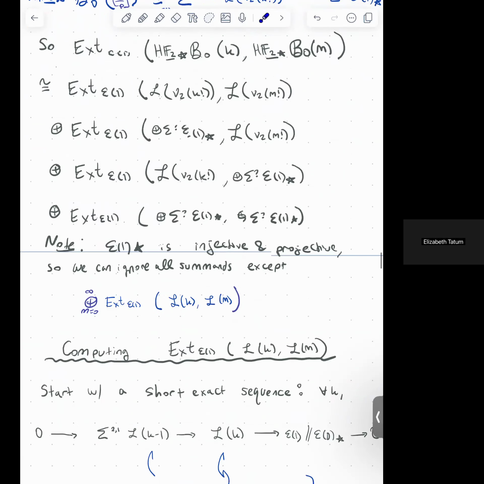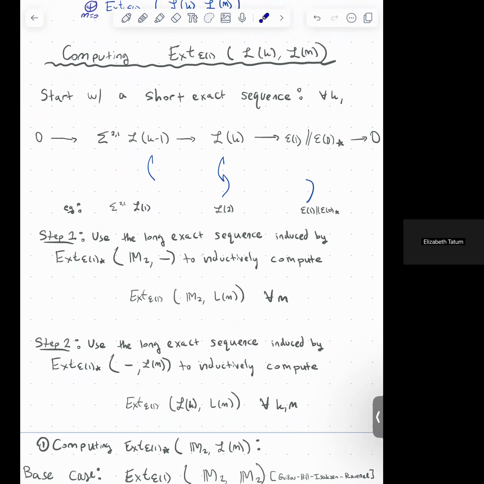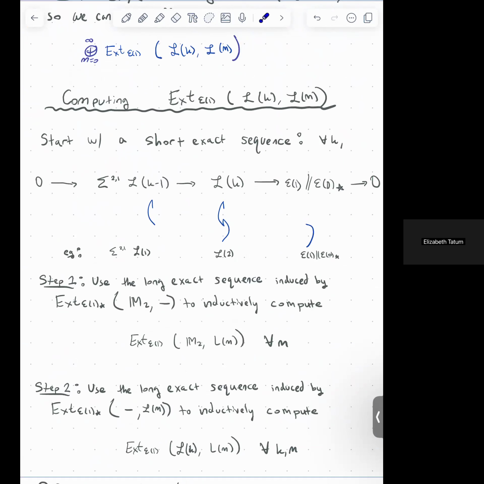Okay, so now we've reduced the problem to computing this particular x term. Our strategy for that is going to be to start with this short exact sequence. For all k, the lightning flash modules have this nice short exact sequence where if you take a suspension of the (k-1)st lightning flash module, that'll inject into the kth, and then the quotient is E of 1 mod mod E of 0 dual.